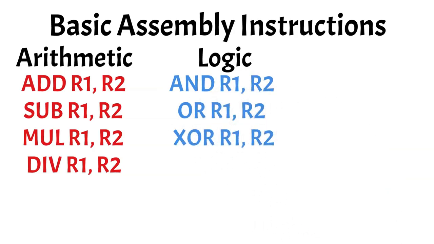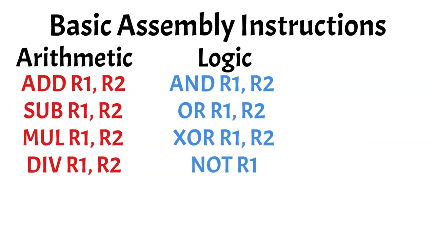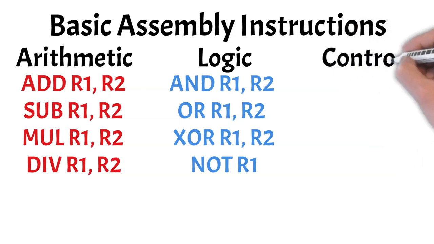Exclusive OR R1 R2 performs an exclusive OR, resulting in 1 if the bits differ. The NOT instruction alternates the bits in a register, changing 1s to 0s and vice versa. Control instructions direct program flow.